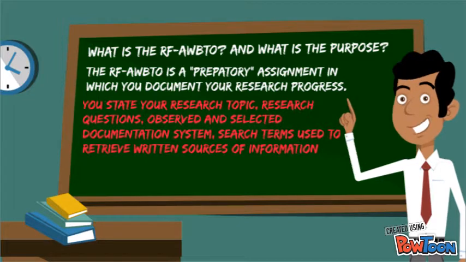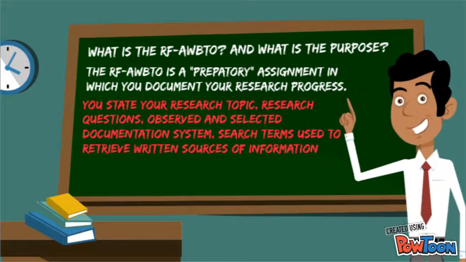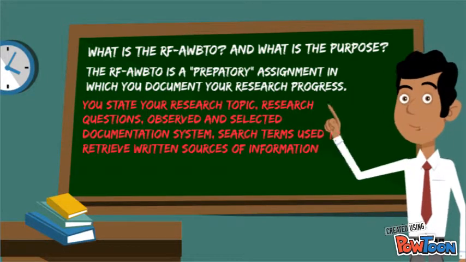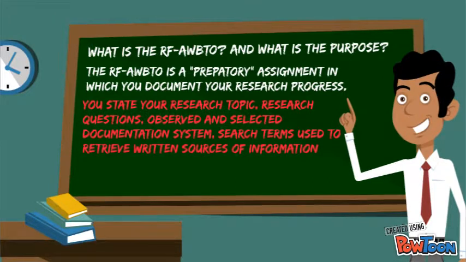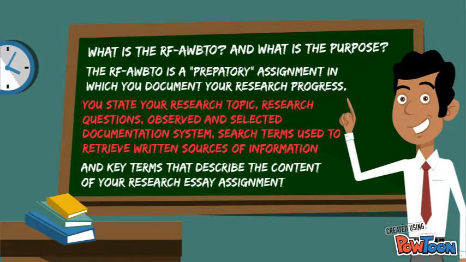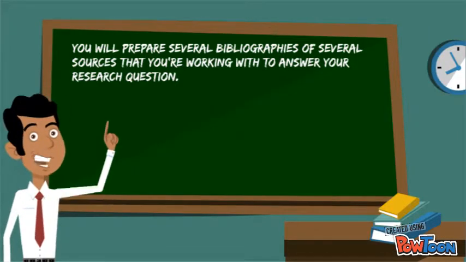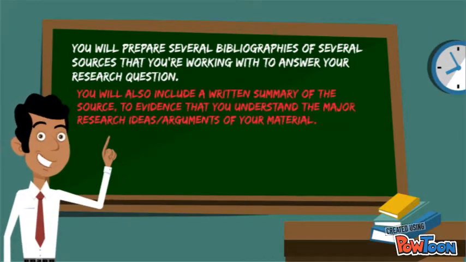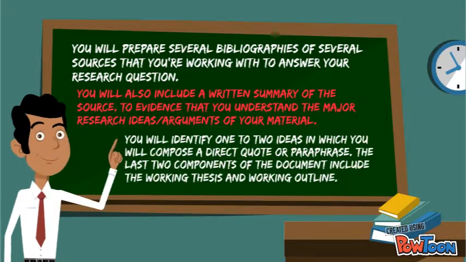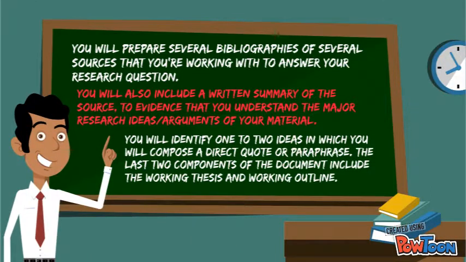You state your research topic, research questions, and selected documentation system, along with search terms used to retrieve the written sources and key terms that describe the content of your research essay. You will prepare bibliographies and sources that you're working with to answer your research question. You will also include a written summary of the source as evidence that you understand the major research ideas. You will identify 1 to 2 ideas in which you will compose a direct quote or paraphrase. The last 2 components of the document include a working thesis and working outline.